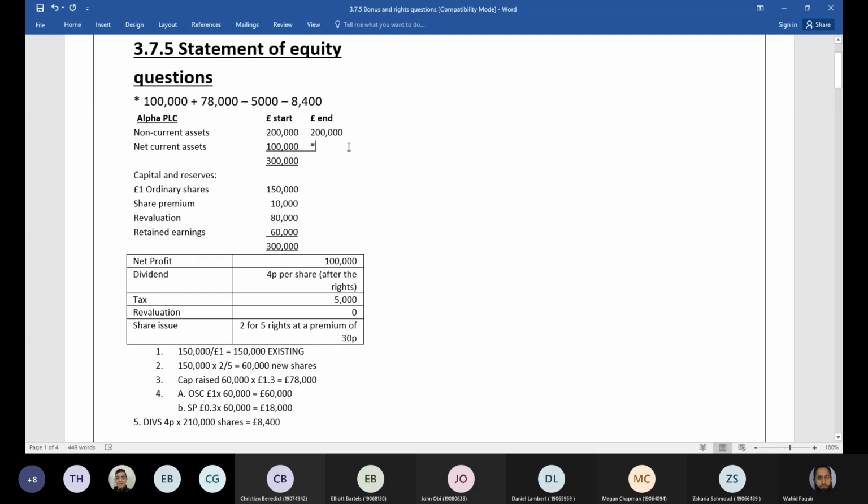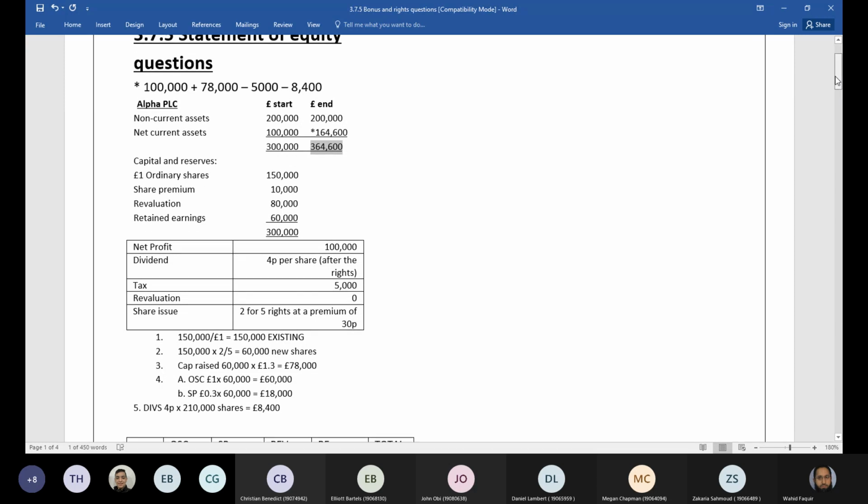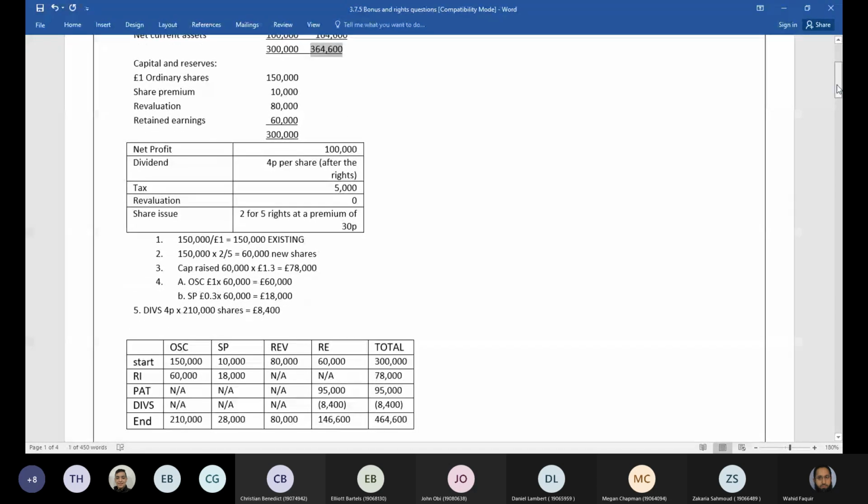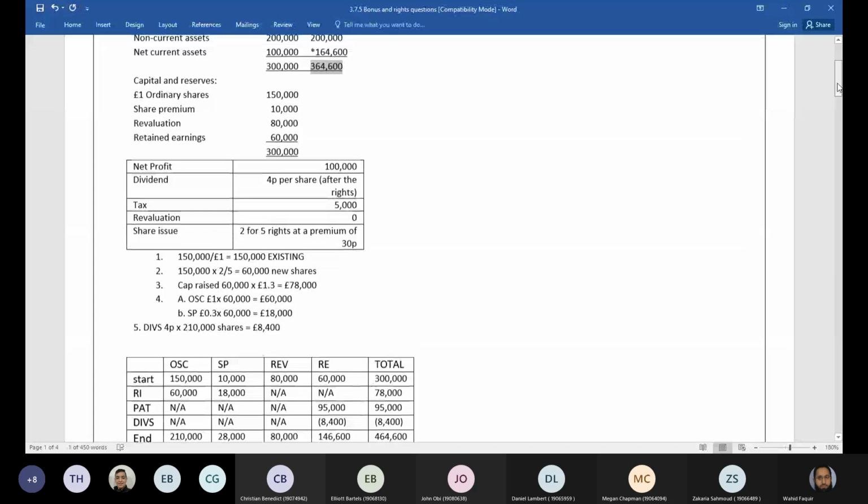We reckon it's 164,600. Therefore, that, plus the 200,000, gives us 364,600. Now that figure seems familiar, doesn't it? It's the figure that we should have in the Socie table. Let's check what's gone wrong.